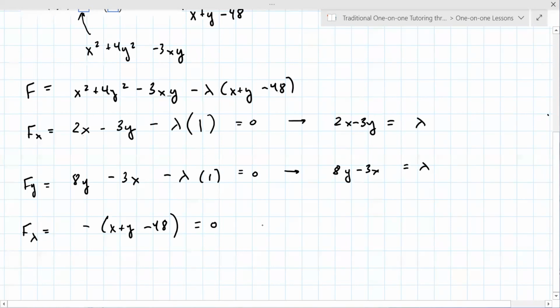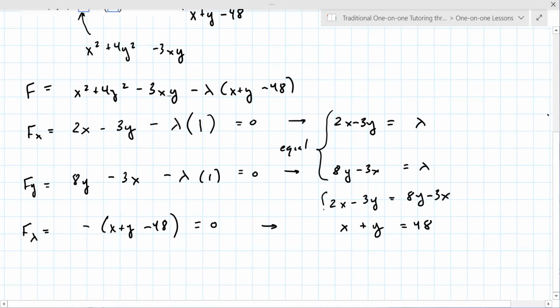And then this last equation, if we distribute the negative and move a few things around, becomes x plus y equals 48. Then you set these two equal because you want to get rid of lambda. So you end up getting 2x minus 3y equals 8y minus 3x.